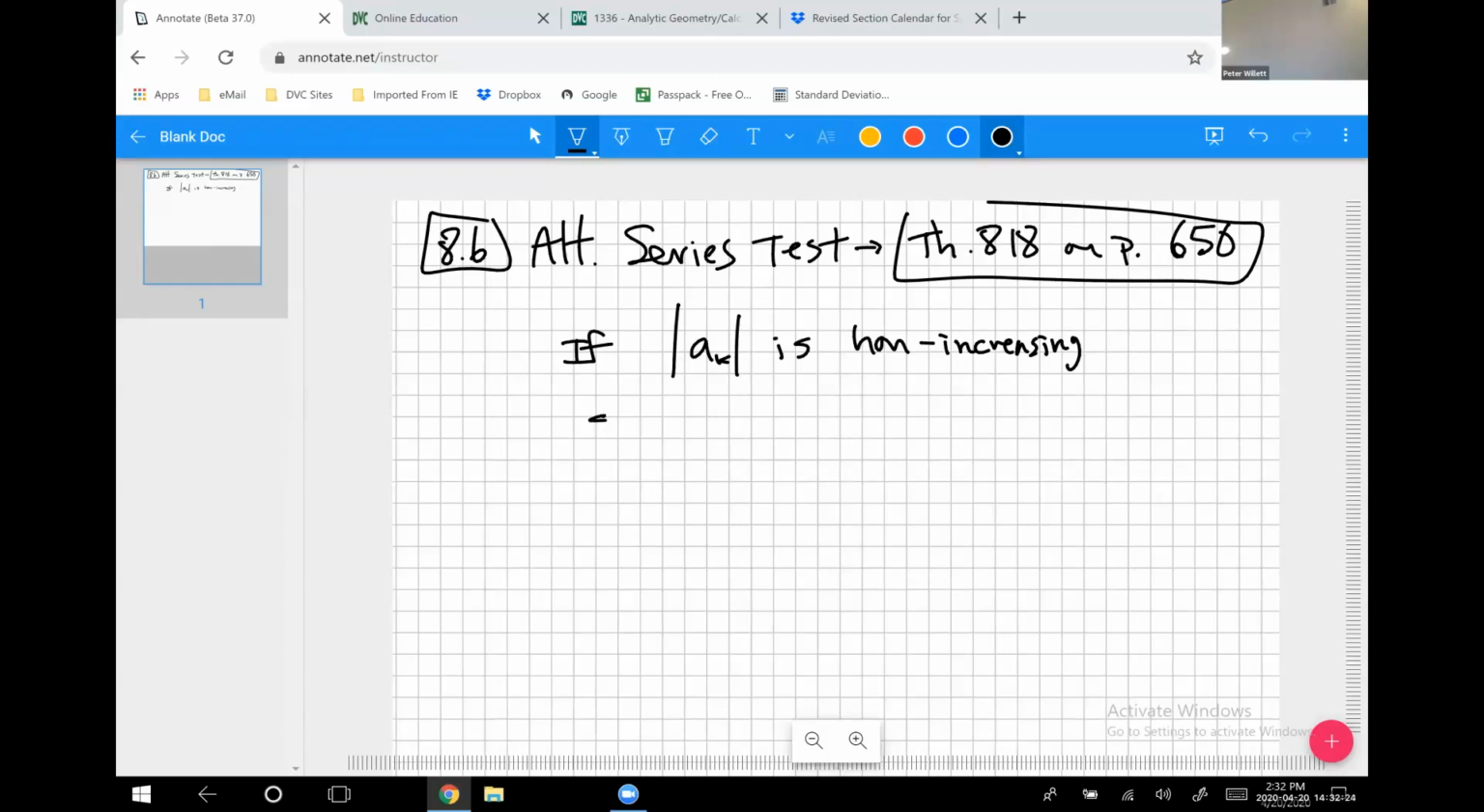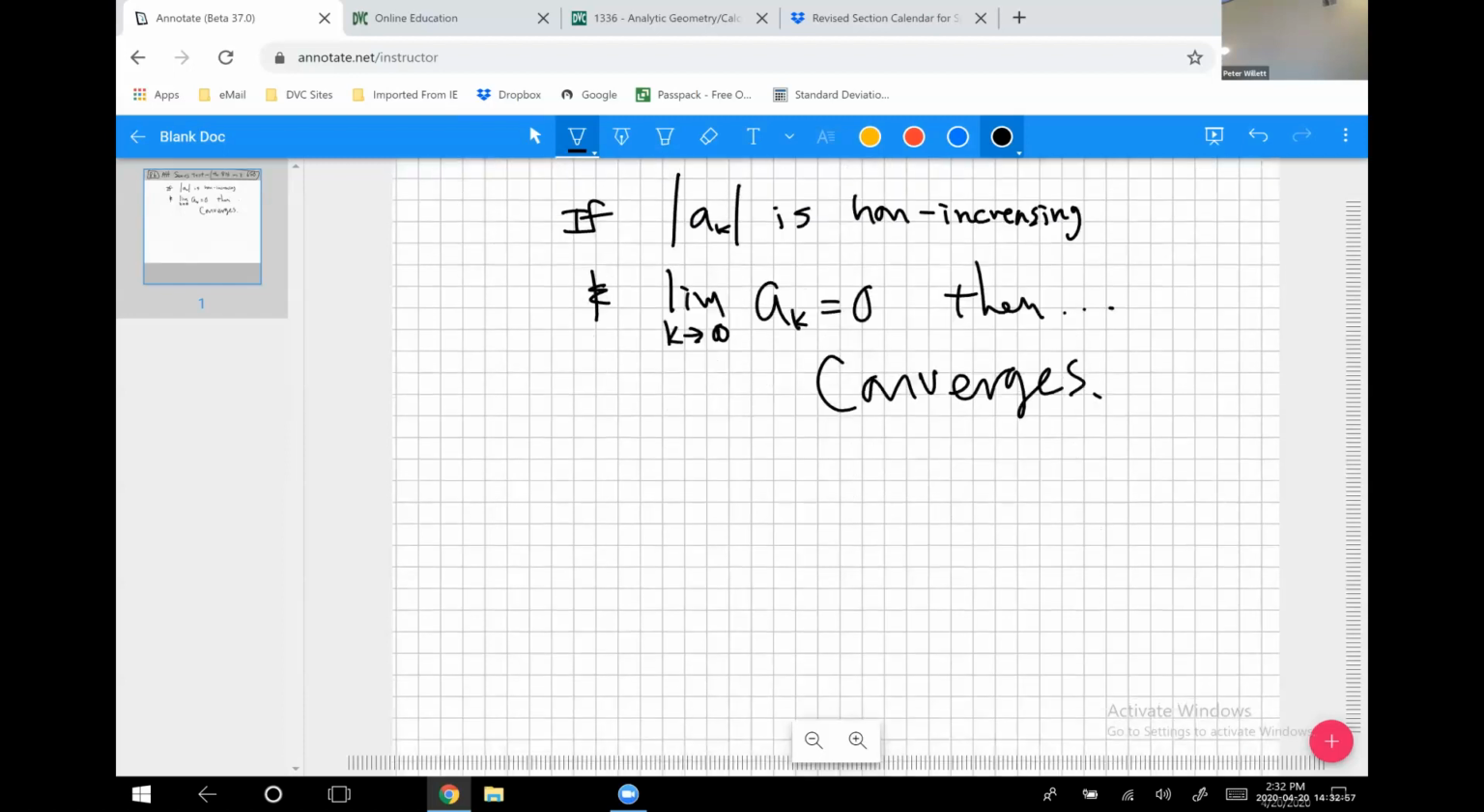And if the limit of the terms is 0, then it converges. So for an alternating series, if you meet these two conditions, then you get convergence. And so the quintessential alternating series that you want to keep in mind is the alternating harmonic series. So let's remind ourselves of harmonic, and then what it looks like when it alternates.